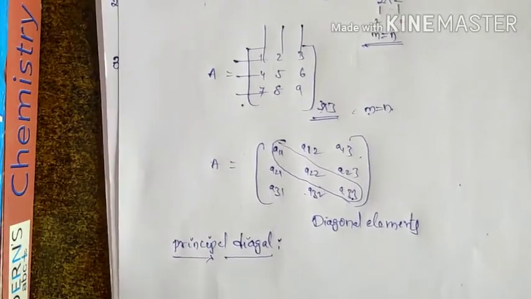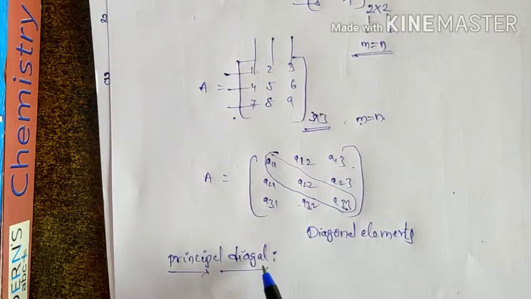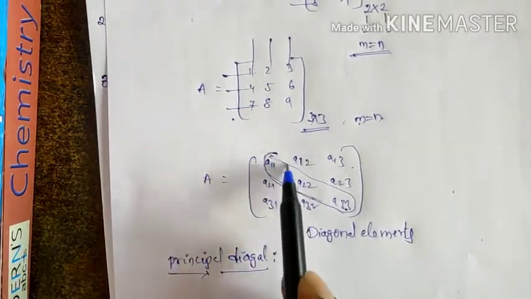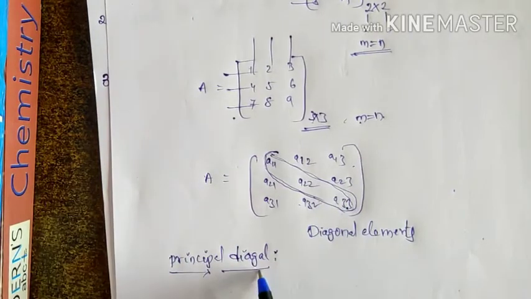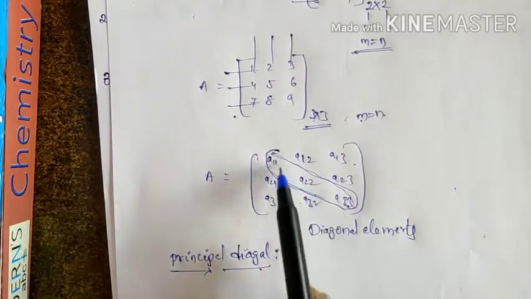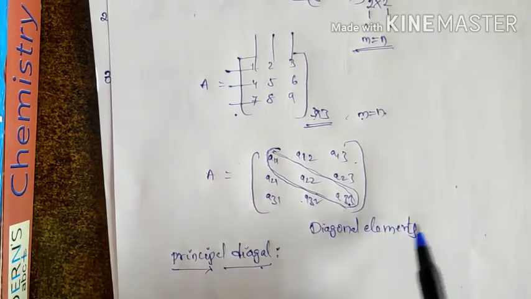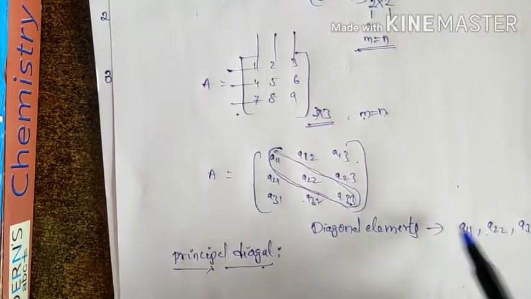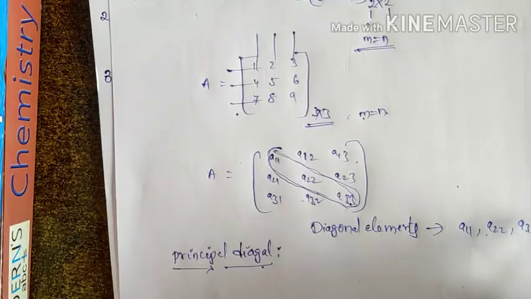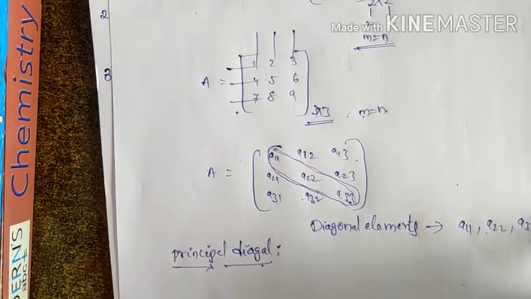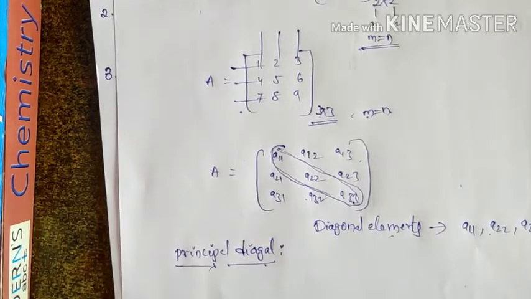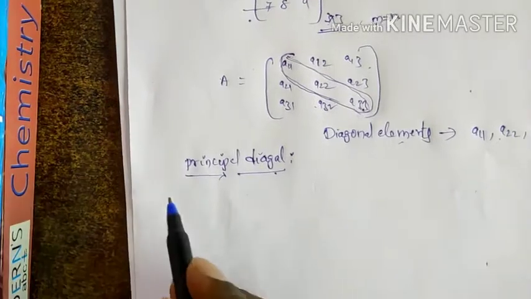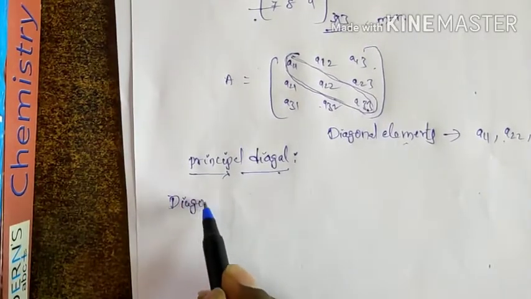Okay, so see the principal diagonal, the line along which the diagonal elements lie is called the principal diagonal, right? So here A11, A22, A33 are diagonal elements here. Suppose it has n elements, then up to so on Ann are called the diagonal elements of that particular matrix. Okay, now let's see another type of matrix here, that is diagonal matrix.